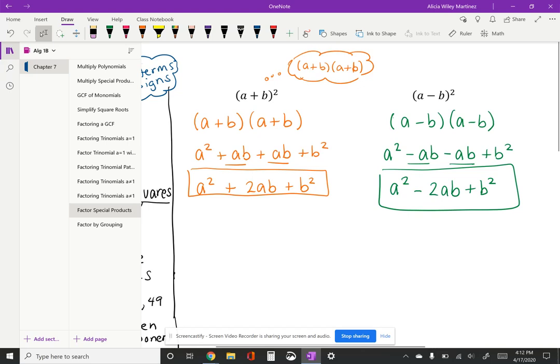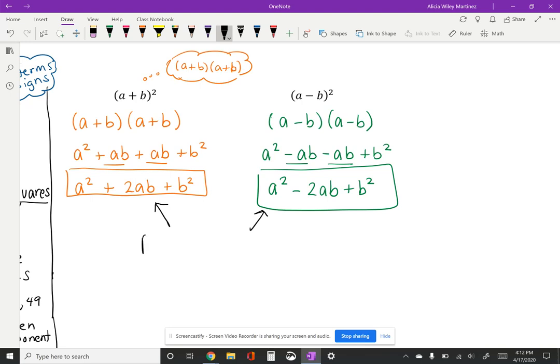So looking here, both of these, here and here, are what we call perfect square trinomials.